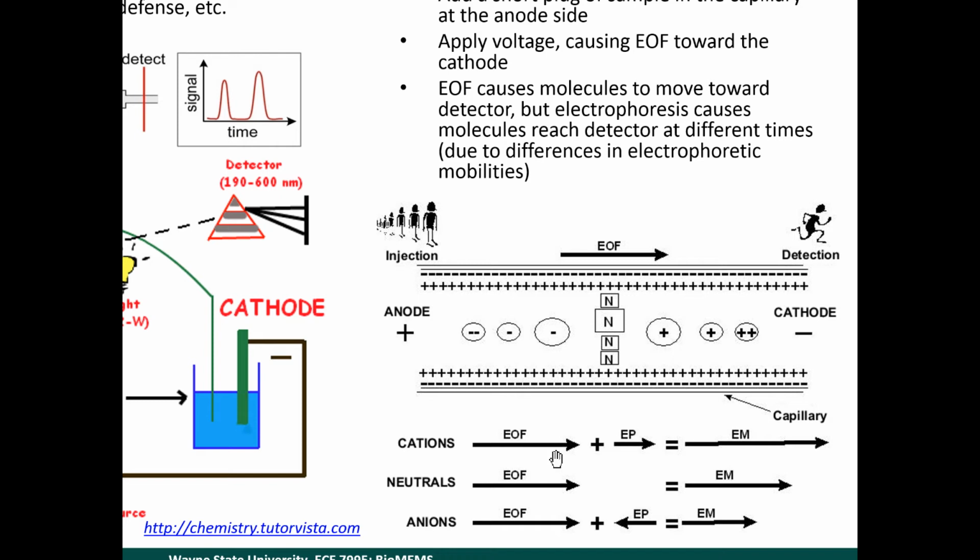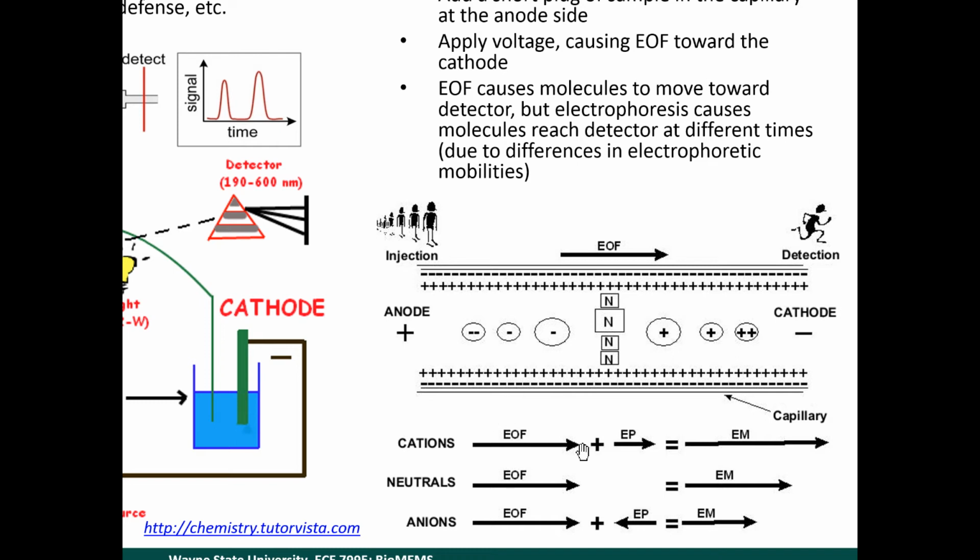For cations, you have electroosmotic flow going from left to right, and then the electrophoresis also causes the molecules to go from left to right. So you even get a stronger movement from left to right. And if you have neutral atoms, those are subjected only to the electroosmotic flow. Notice that the electroosmotic flow velocity is the same regardless of what type of ion you have. The electroosmotic flow is moving the ions from anode to cathode all at the same rate.